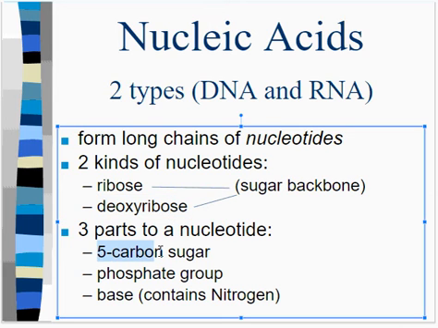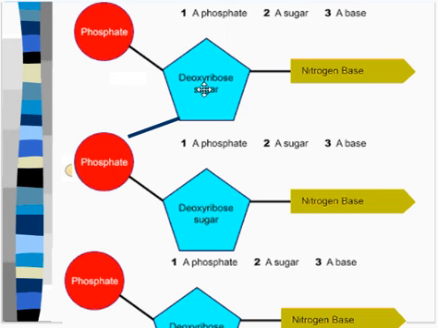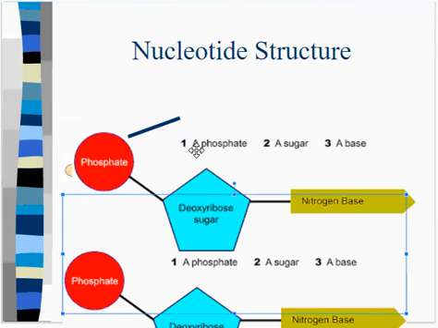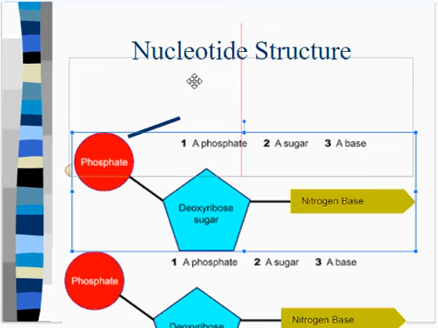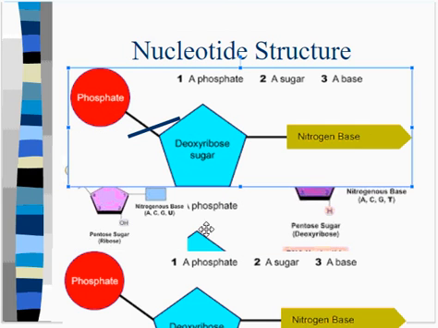So you have the sugar that we just identified. There's going to be a phosphate group, and then the last piece, which is the actual code, is the nitrogen. These are nitrogenous bases. And when I go to my next page, we'll see how these are actually going to look. So this is the nucleotide structure.